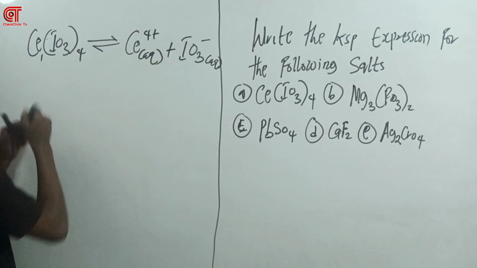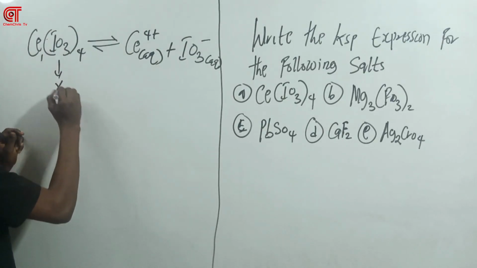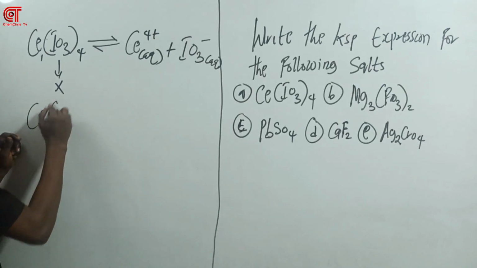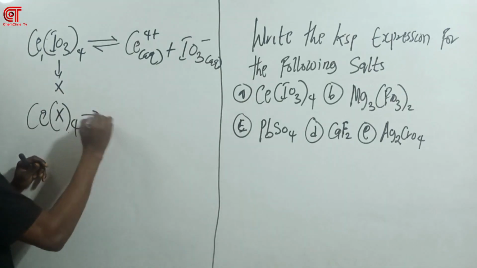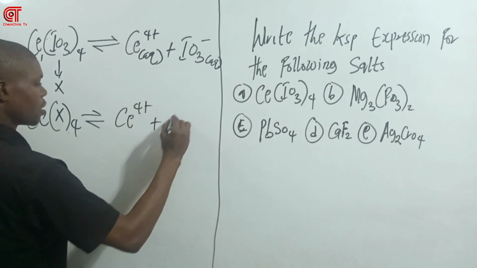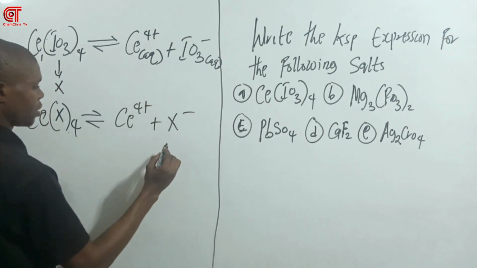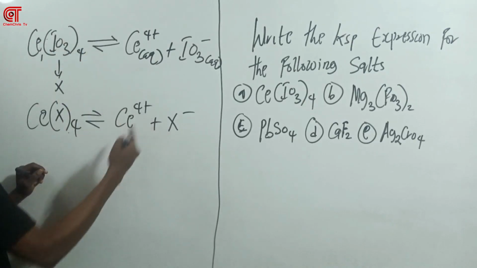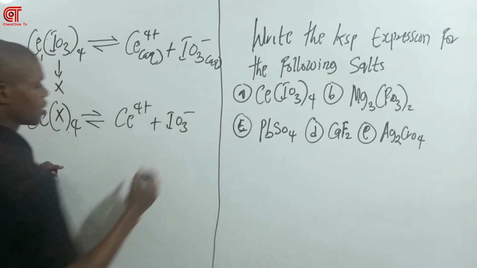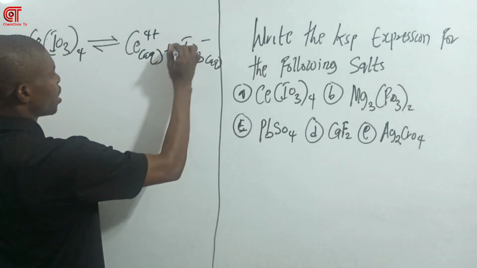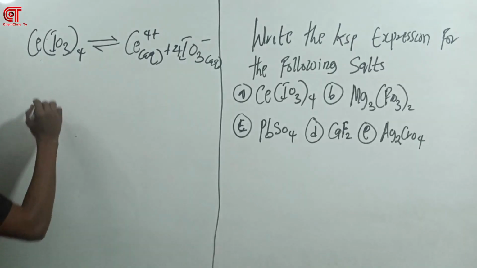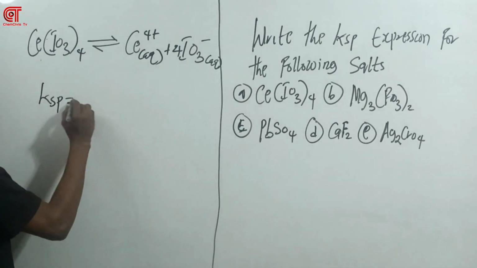This one is just like the other one, just like X. So you're like CeX4. You get it? It's not in the bracket, right? Now it's going to be Ce4+ plus X minus here. You get it? So the other one is X. Here we have 4, here we have 1, so it's balanced.